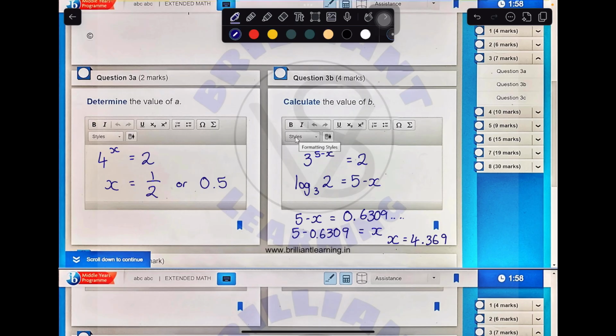Okay, so I'm just thinking as well for both of those questions, perhaps you want to go back and specify that A is 0.5, and in this case it's B, that is 4.369. Again, if you round, just make sure you round correctly. All of these answers would be accepted.